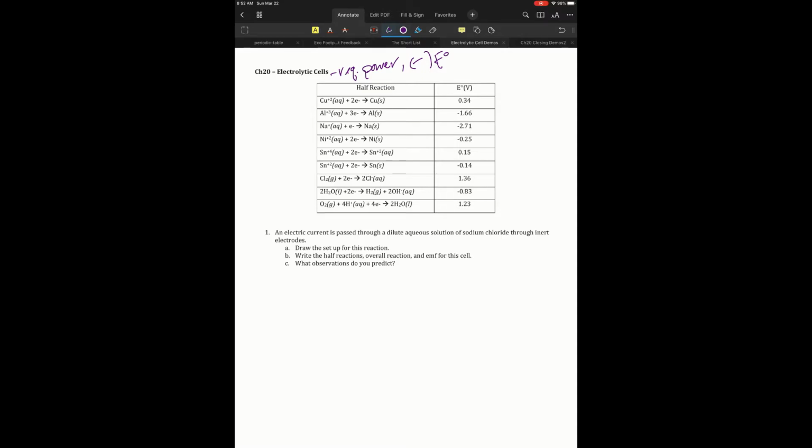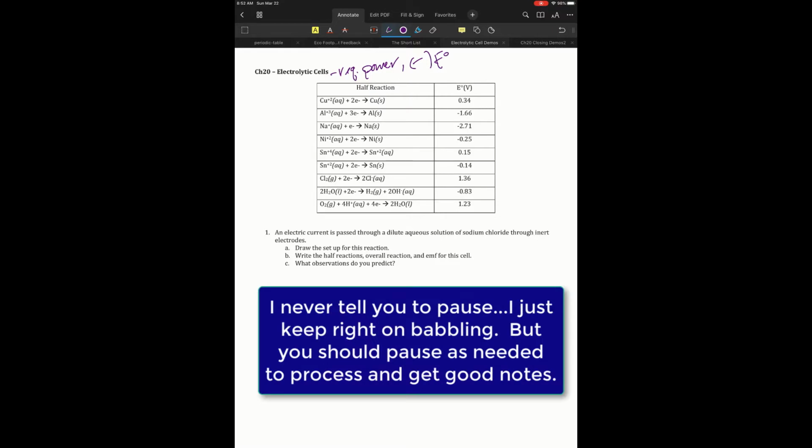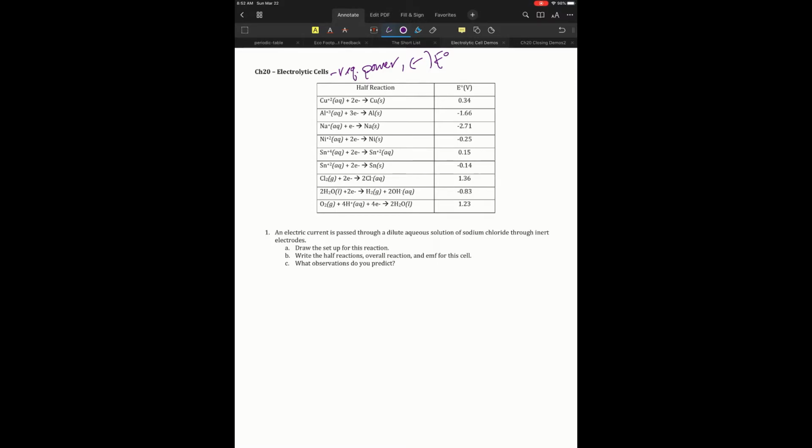Okay, so let's go ahead and look at question 1. So just like with the last one, we will work through parts of it together, and some of it I will tell you to pause and ponder on your own, and just do the right thing. Okay, so scenario 1 says an electric current is passed through, so electric current tells you that it's electrolytic, is passed through a dilute aqueous solution of sodium chloride through inert electrodes.